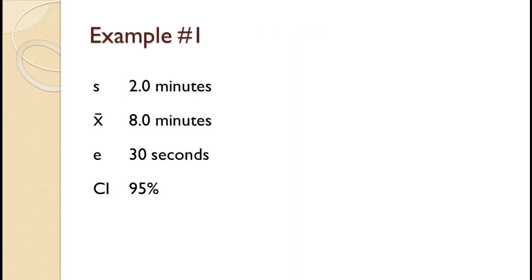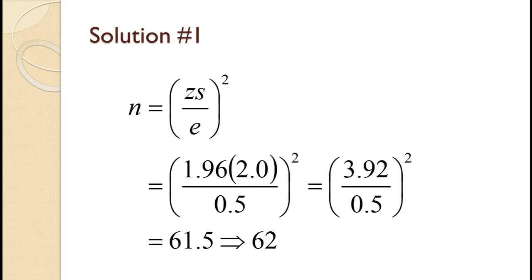An analyst wishes to estimate the time required to perform a given job. A preliminary study to estimate the mean and standard deviation yields a mean of 8.0 minutes with a standard deviation of 2.0 minutes. Note that this time the 8 minutes is not used in the equation. The desired confidence is 95%. How many observations will be needed? The analyst wishes to have an estimate that is within 30 seconds of the sample mean. Also note that the units must be the same, so we convert the 30 seconds to 0.5 minute. From the table we saw earlier, a 95% confidence level translates into a z-value of 1.96. Plugging this value and the parameters given into the equation yields 61.5 observations, which we round up to 62.